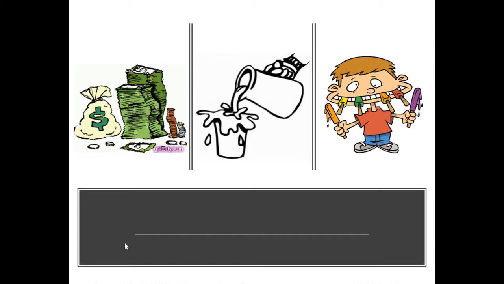Well, in the first picture, I notice there is a lot of money in coins and bills. In the second picture, I notice someone's pouring a pitcher of milk or water, and it's overflowing. And in the next picture, I notice a boy has one, two, three, four, five, six popsicles, and two are in his hand, and four are in his mouth. That's a lot of popsicles. So, how are these pictures the same or similar?